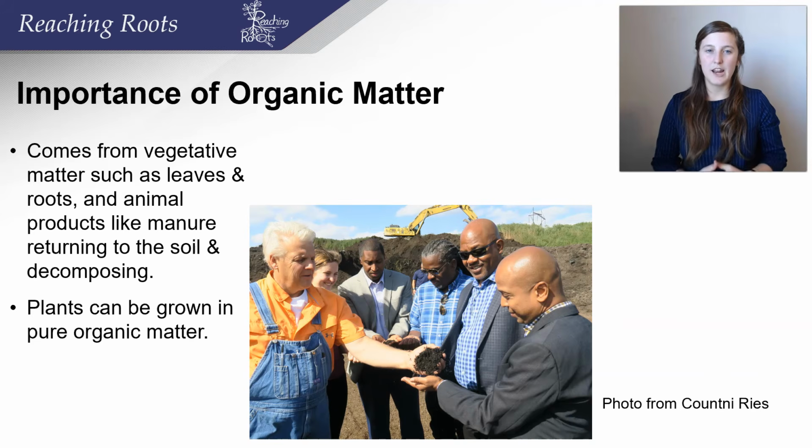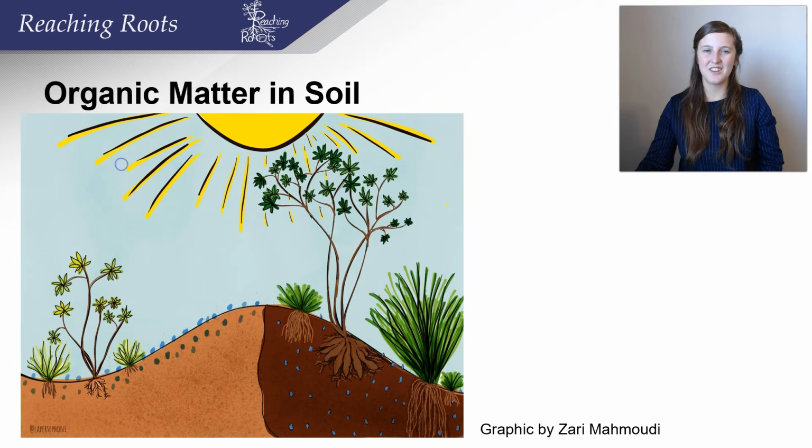So again, where does organic matter come from? It comes from vegetative matter such as leaves, roots, animal products like manure, and basically mixing it together using microbes to break it down back into compost and then returning that to the soil and replenishing the soil nutrients. Plants can actually be grown in pure organic matter because it has all the nutrients that plants need, but adding it to existing mineral soils can help resolve issues in those mineral soils.